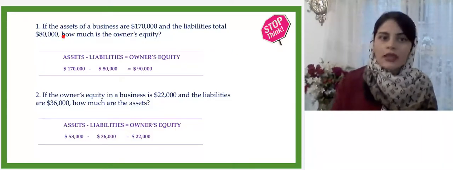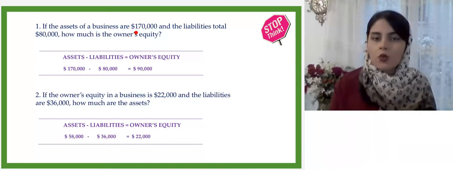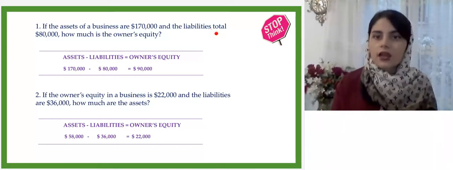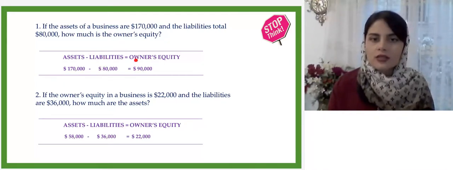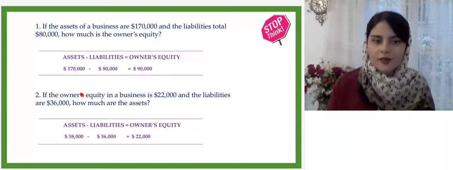For example, if the assets of a business are $170,000 and the liabilities total $80,000, how much is the owner's equity? We should write the accounting equation, which is assets minus liabilities equal owner's equity. We have assets of 170,000 minus liabilities, which is $80,000. It gives us $90,000. Let's go to the next example.